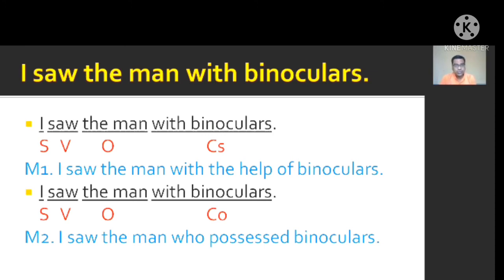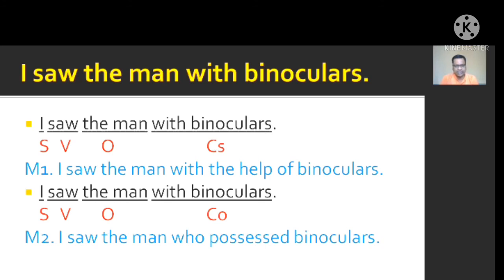It means I use the binoculars, right? That will be the meaning. Let us look at this. M1: I saw the man with the help of binoculars. It means I use the binoculars in order to look at the person, right? That is the meaning. Now you see, there is a slight change in the identity of the last element.